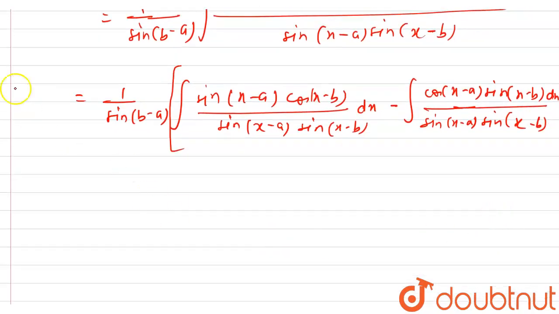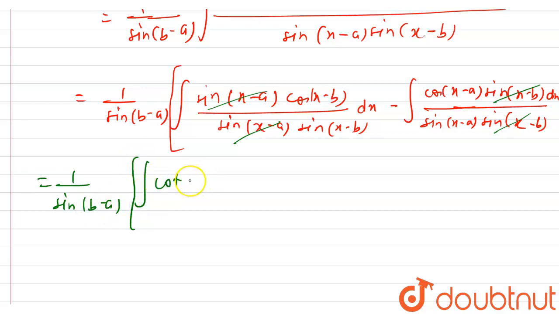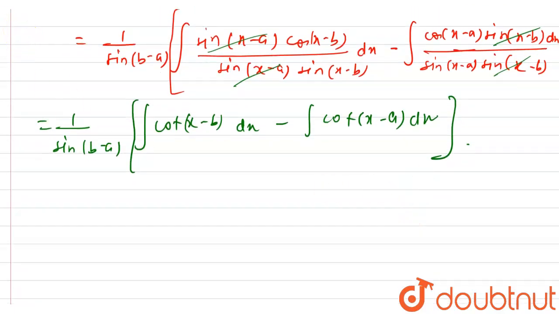Okay, now if you can see here, I can cancel out sin(x − a) by sin(x − a), and here sin(x − b) and sin(x − b) will cancel out. So 1 over sin(b − a) outside, and here it is the integral of cot(x − b). As you can see here, cos x over sin x is cot x. Okay, minus the integral of cos over sin, so it will be cot(x − a) dx.